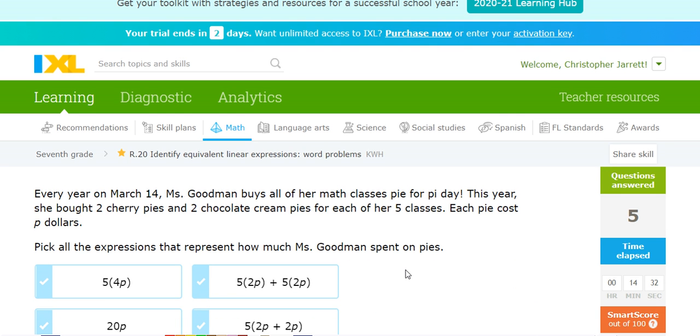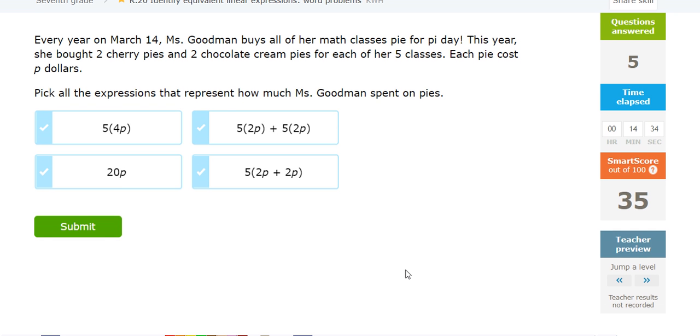So every year on March 14th, Miss Goodman buys all of her math classes pie for Pie Day. This year, she bought 2 cherry pies and 2 chocolate cream pies for each of her classes. Each pie costs P dollars. Okay, so she buys all her math classes pies. She bought 2 cherry pies, 2 chocolate cream pies, and there are 5 classes. Okay, so that means that each class is going to get 4 pies. So it's going to be the cherry pies plus the chocolate pies.